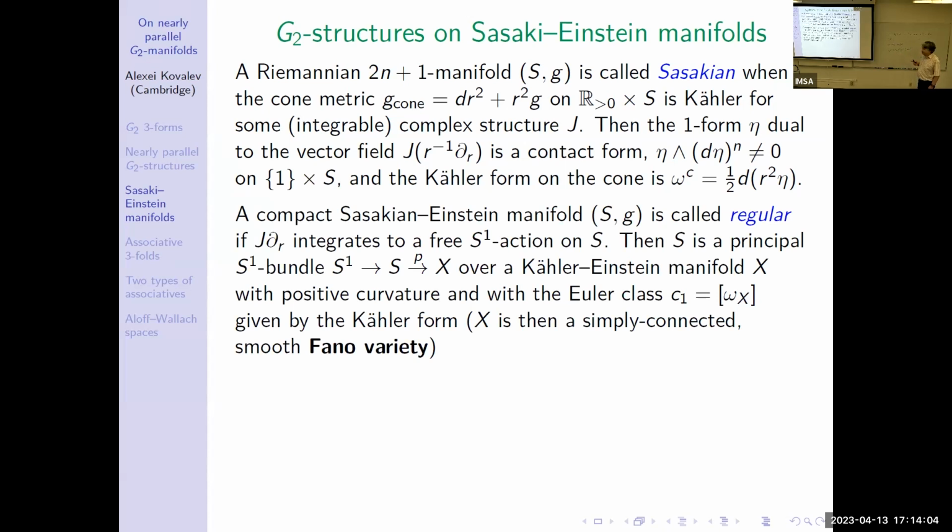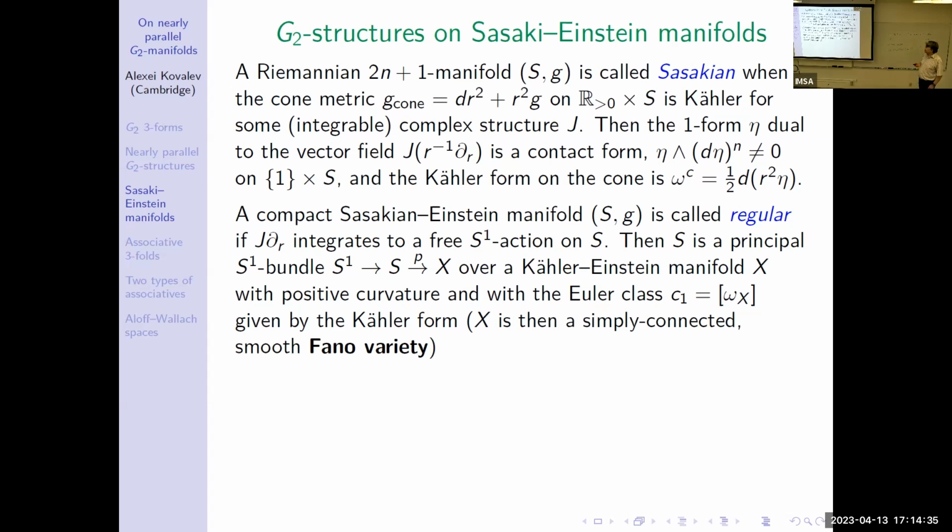It's very helpful to ask for an extra condition. Suppose that this vector field J∂_r on S integrates to an S1 action. So it has closed integral trajectories and the action is free, then it's a principal bundle. And one can prove, that's a known result in the literature, that the base space, which will then be even dimensional, is again Kähler, moreover Kähler-Einstein with positive curvature.